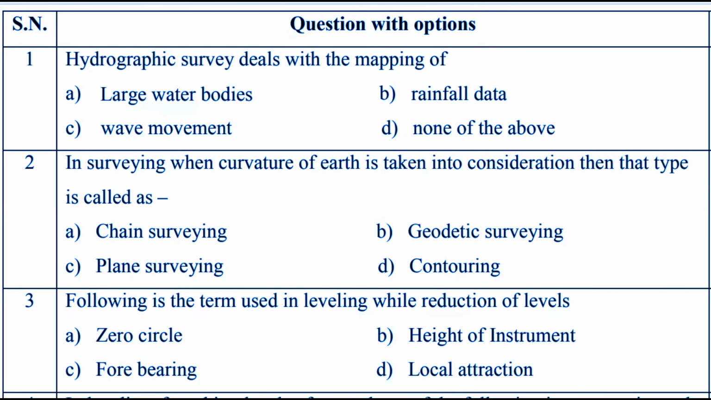Question number 1. Hydrographic survey deals with the mapping of. The options are large water bodies, rainfall data, wave movement, and none of these. And the right answer is hydrography, large water bodies. Question number 2. In surveying, when curvature of Earth is taken into consideration, then that type is called geodetic surveying.